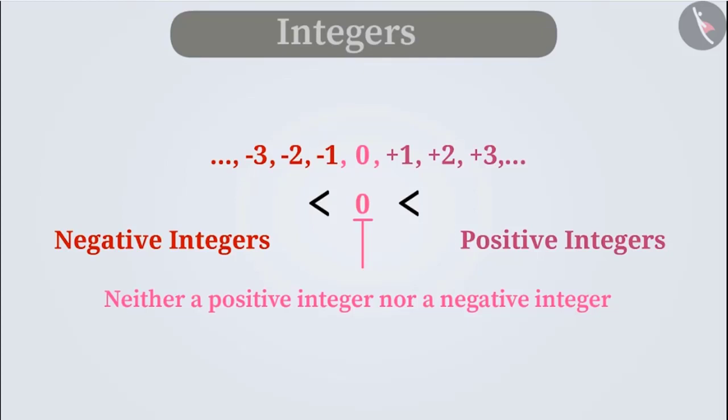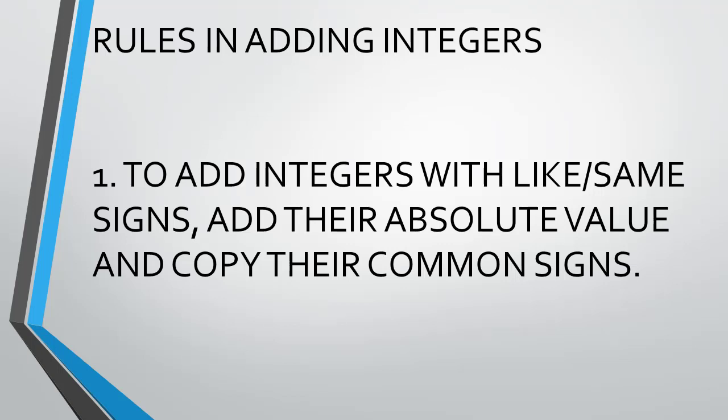Now let's add these integers. The first way is a typical way of adding integers. We apply these rules. Number 1, to add integers with like or same signs, add their absolute value and copy their common sign. Here's the example.